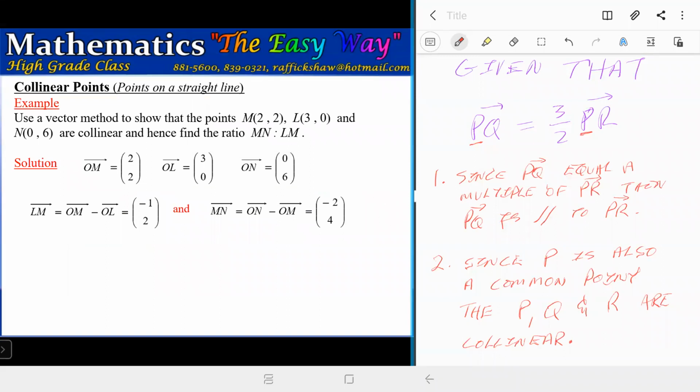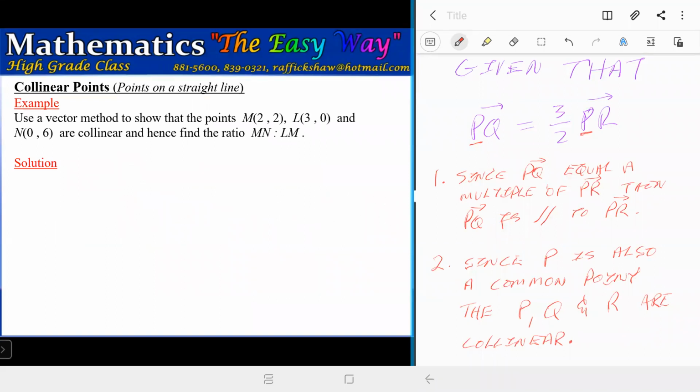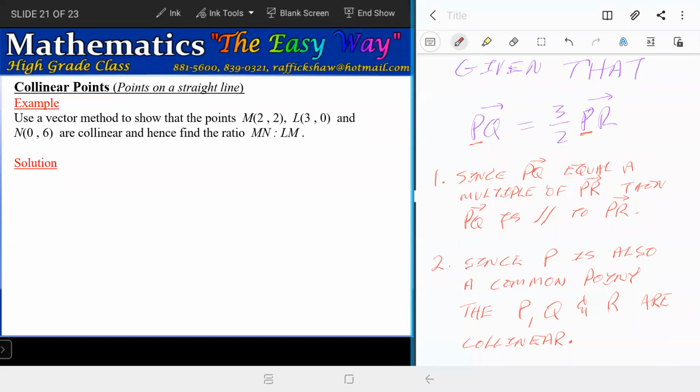So this question says we have to show that those 3 points are collinear. They give us the points M, L, and N, and they want us to show that the points are collinear. Afterward, they want us to do this ratio, MN to LM. Since we're going to do the ratio MN to LM, you can use any 2 vectors from the 3 points. But because we have to show this, it makes sense to use these 2 vectors, and M would be the common point.